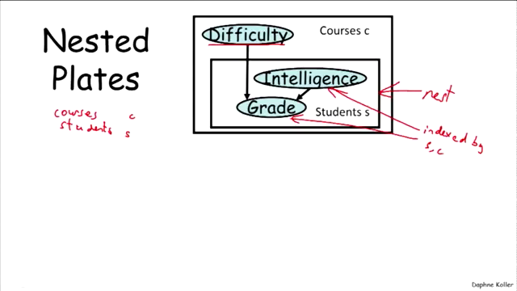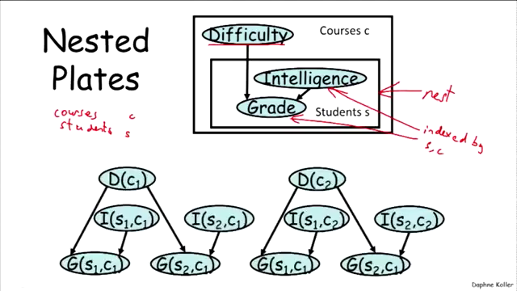So let's build that model and see what it looks like when we unravel the courses and unravel the students. It's going to look like that. So we're going to have the difficulty of, let's say this is a 2-course model and a 2-student model. So we have the difficulty of course 1 and the difficulty of course 2. And now we have the variables in the nested plate, I and G, and we can see that they're both parameterized by both student and course.